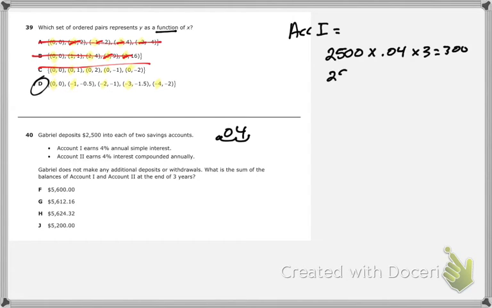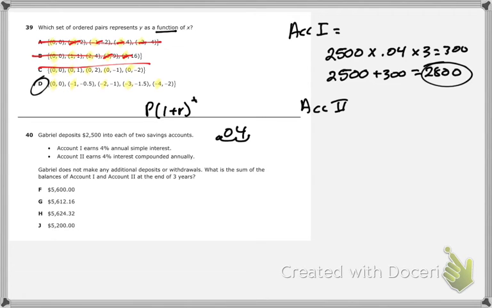Now we want the total amount at the end of the 3 years. So I'm going to add the interest plus the principal. I get 2,800. Okay, that's the total amount for account number 1. Account number 2 is compound interest, and that one's a little bit different. We haven't done that one yet. That's the one that looks like this.